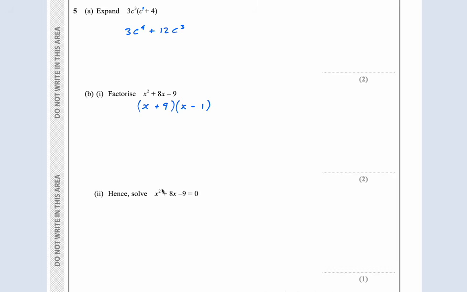Hence solve this. Okay, well in that case, guys, we just say that means either x plus 9 equals 0 or x minus 1 equals 0. This is x equals negative 9. This is x equals 1.